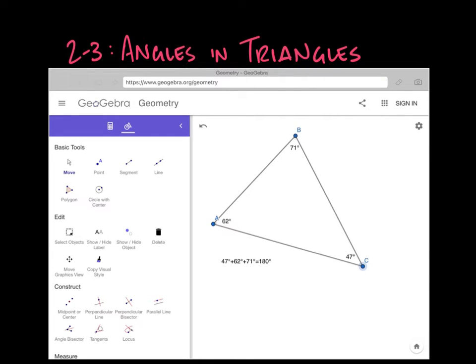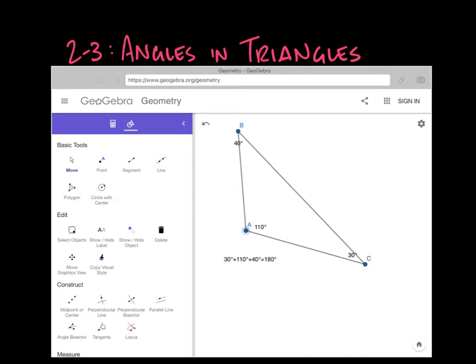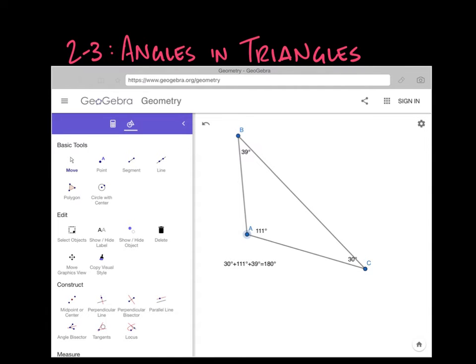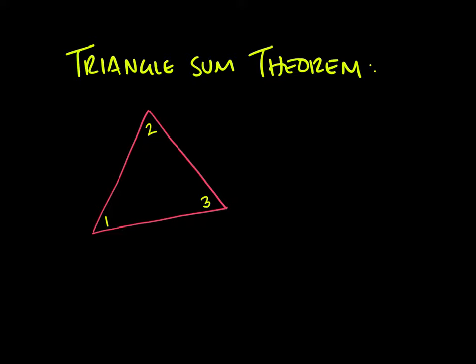So what if we change it again? Let's make it look more like an obtuse triangle, so we have an angle in it that's bigger than 90 degrees. And you can see that even when we make the triangle obtuse, we still have 30 plus 111 plus 39 coming out to equal 180. And so that's the first big idea that we're going to take a look at here in section 2-3.